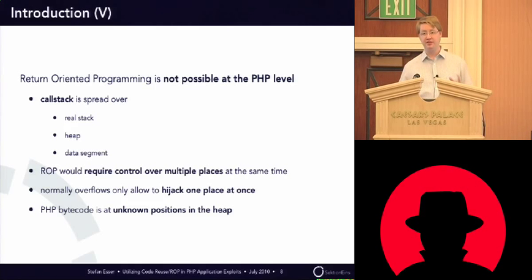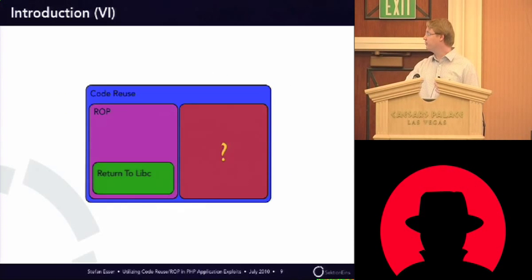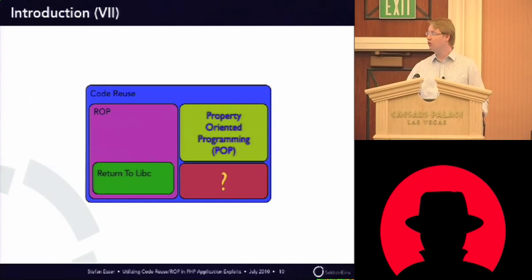The other thing is, when you want to return to PHP bytecode, PHP bytecode is always allocated on the heap, so it will be in completely random positions on modern Linux systems. So return-oriented programming seems impossible for PHP. But if you remember this picture, there is a big question mark on the side, and we want to fill this big question mark with a new technique, which I call property-oriented programming, short POP.